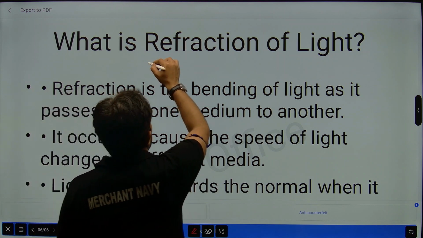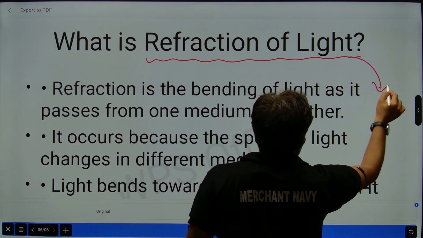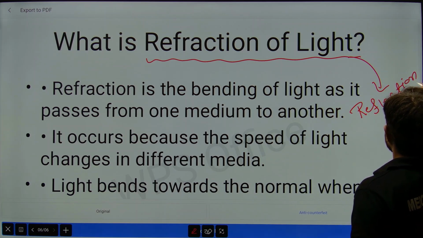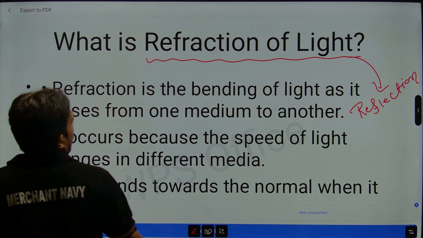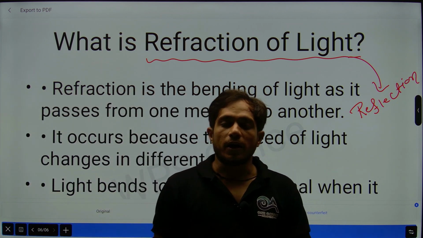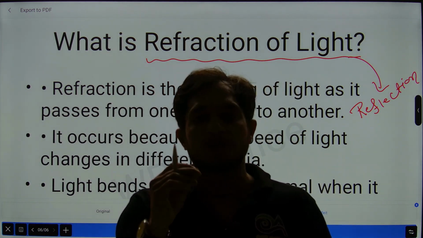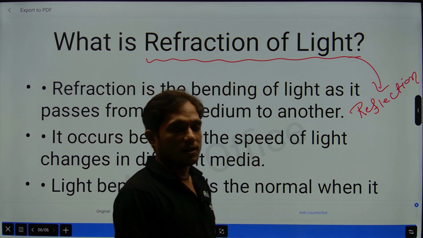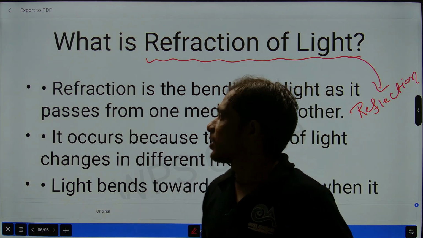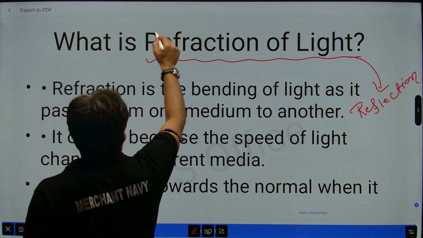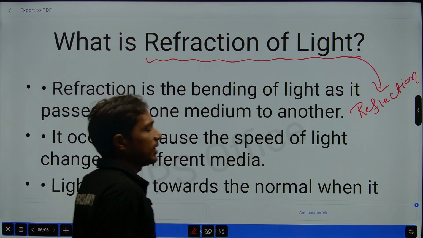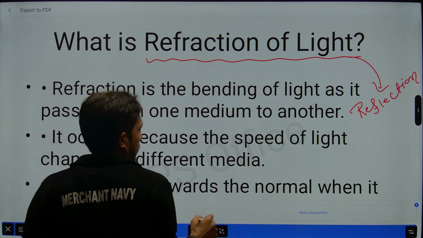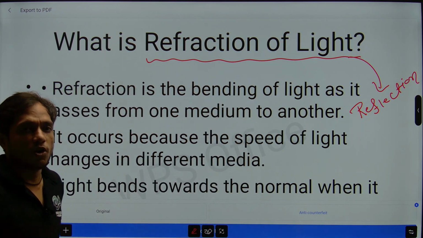Before this topic, we have also read about reflection. The phenomena of bending of light show some special properties: reflection, refraction, dispersion. So, there are three main phenomena. First is reflection, second is refraction, and third is dispersion. Now we will read about the refraction of light.